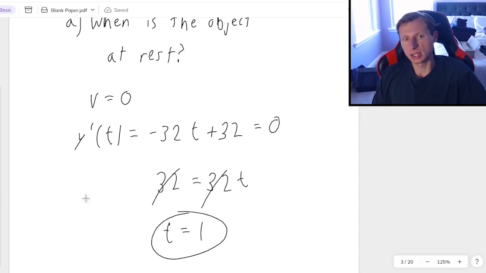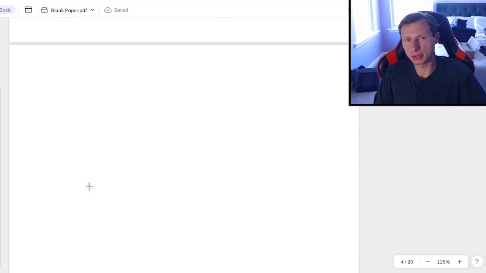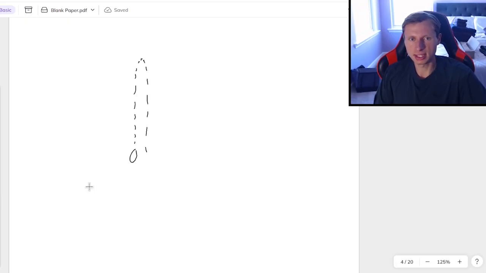So in other words, the object is momentarily at rest at t equals 1 second. Don't forget the units. Very easy to lose stupid points with that. But that's the answer, t equals 1. And so if we think about this object like a kid throwing a ball up and then it comes back down, basically what we just discovered is that for the object to get from here to here, it's going to take a time of 1 second.